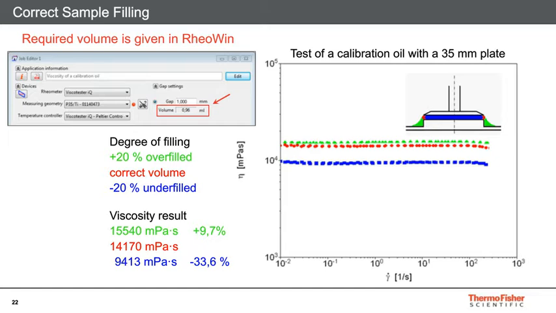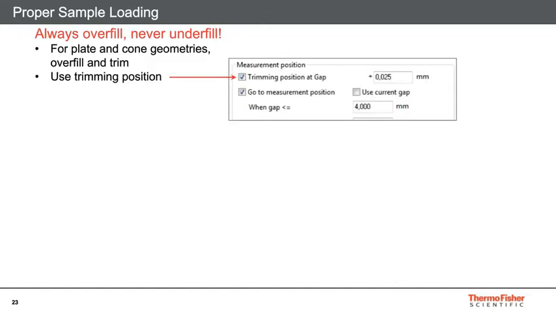So by underfilling, you're leading to larger measurement errors. So when possible, it's always better to overfill than underfill. It's much more difficult to add sample than remove sample. Okay? So general rule of thumb, always overfill, never underfill. When you're working with parallel plate and cone type geometries, the key is to overfill and then trim off and remove excess sample. And within the Rheolin software, you can use a trimming position.